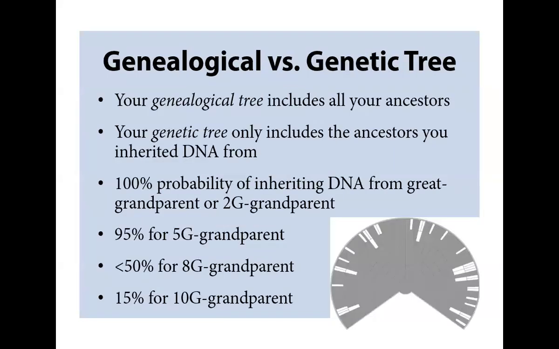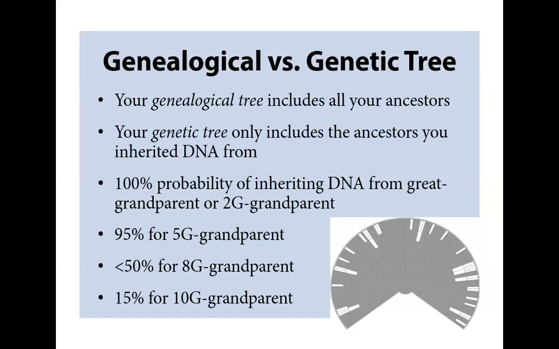So there's a couple of concepts to think about when we're doing our family history. We are doing a genealogical tree, which is going to include all of your ancestors. So you're going to take them back as far as you can and try to research as much as possible. But your genetic tree is different. It actually only includes the ancestors that you inherited DNA from.